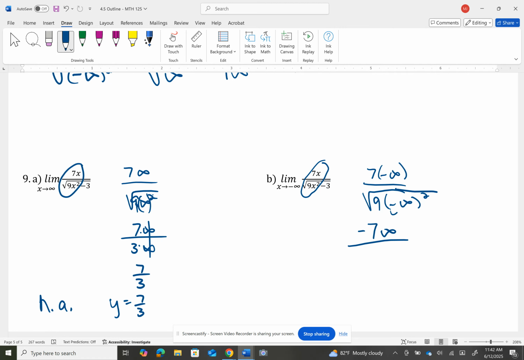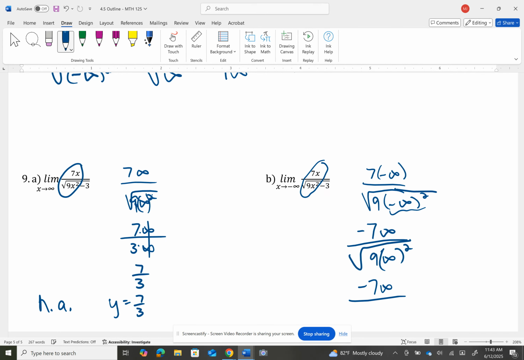But down here, this negative infinity squared is really the same. Negative infinity times negative infinity is positive infinity squared. So that turns out to be 9 times positive infinity squared that I'm taking the square root of. So this time, I wind up having a -7 infinity on top, and when I do the square root of 9, I get 3, and the square root of a positive infinity squared would be infinity, okay? And so I wind up with a -7/3 as my limit.